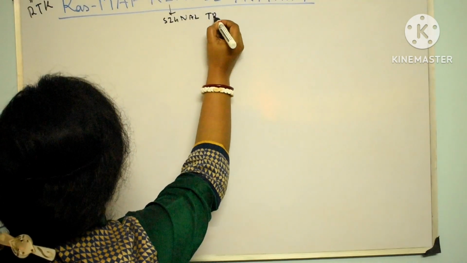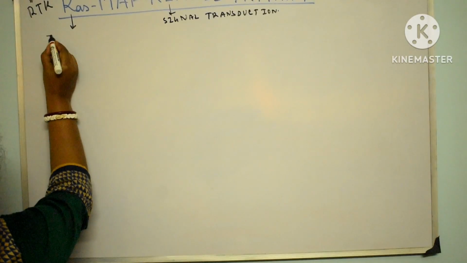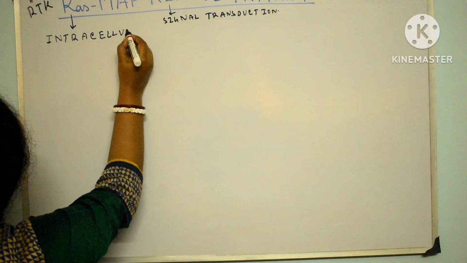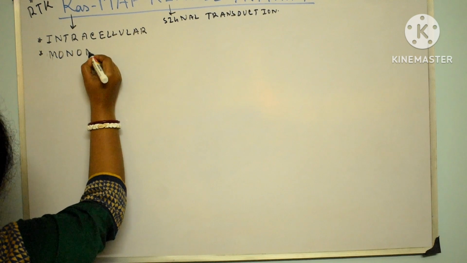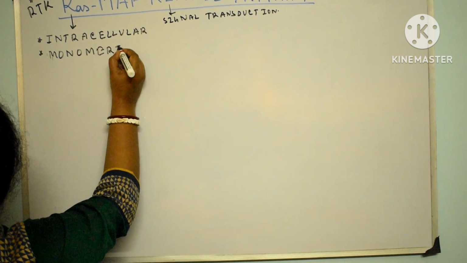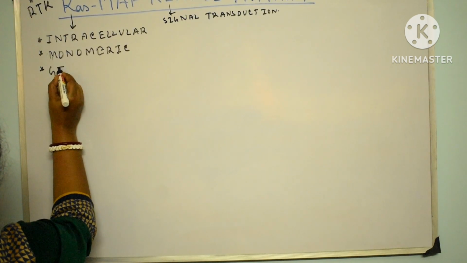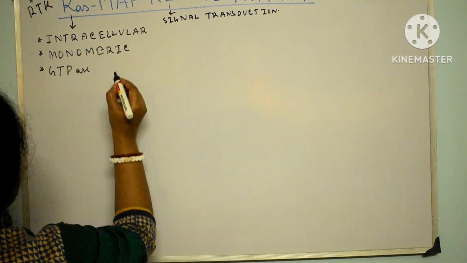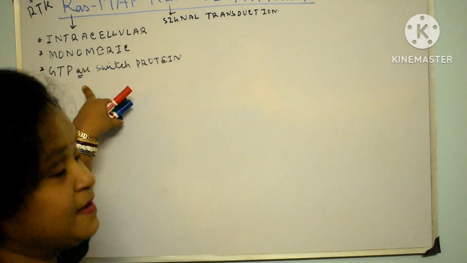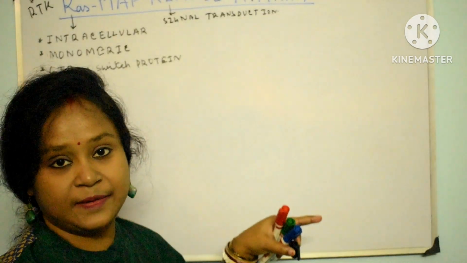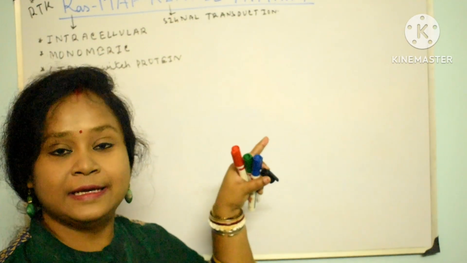Signal transduction pathway. What is Ras? It is intracellular, present inside the cell. Monomeric. We all know what a monomer and a dimer are, and how a dimer is formed in the case of RTK, I have already discussed with you. Monomeric GTPase switch protein. As the term GTPase is present, surely this is an enzyme, and this enzyme will break and dissociate GTP.